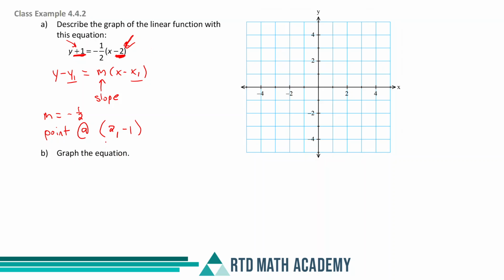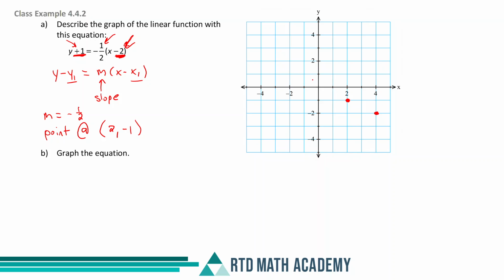Now if we're going to graph, we've been doing this for a while, where we plot a point and then from there write out the slope. So let's plot 2, -1. So over 2, down 1. We know that this is definitely a point on the graph. And from there, we know that the slope is -1/2. What does that mean? That means that from there, it's going down 1 over 2. And that's all we need.